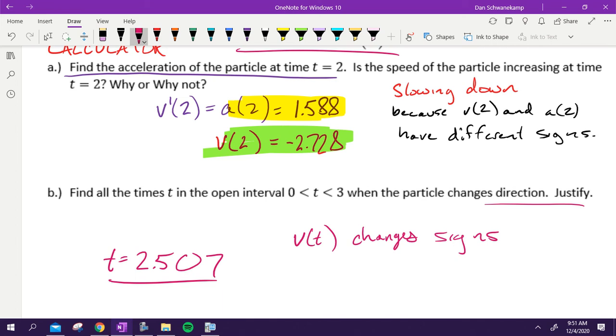That's an important question. There's a decent chance that on the review you do in a couple days, it's going to have a calculator velocity motion question. Know how to do it.